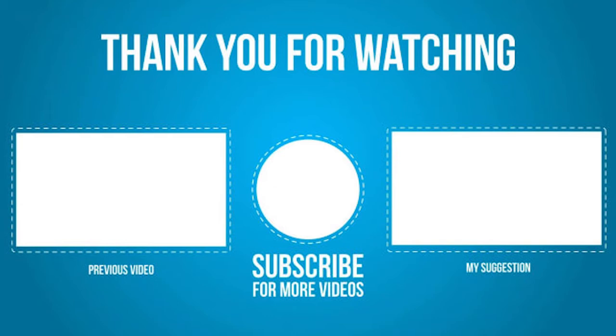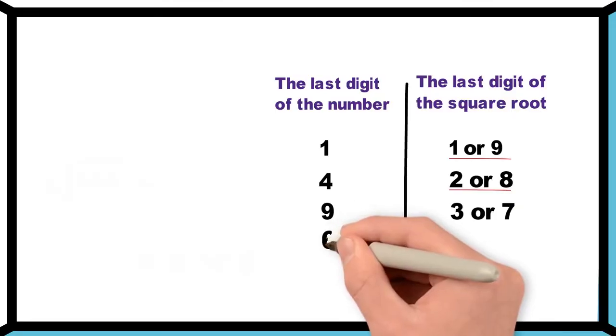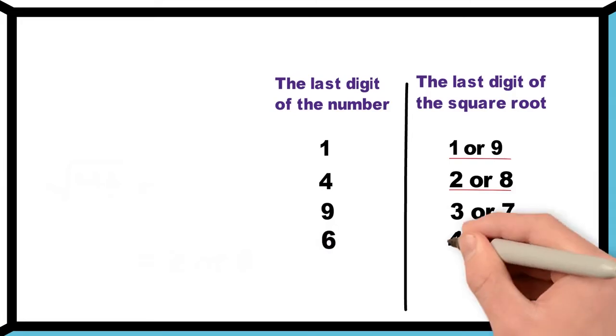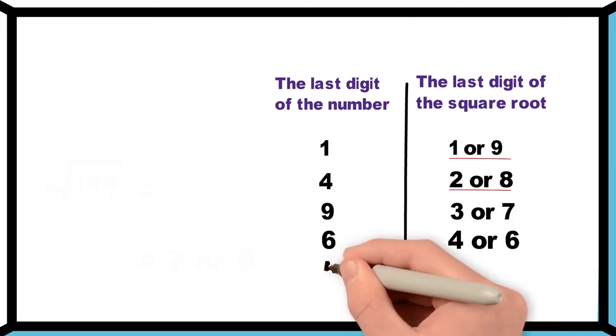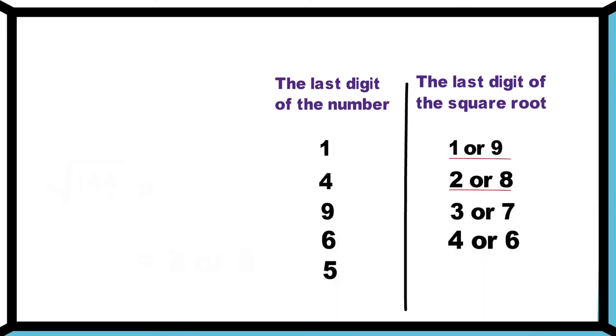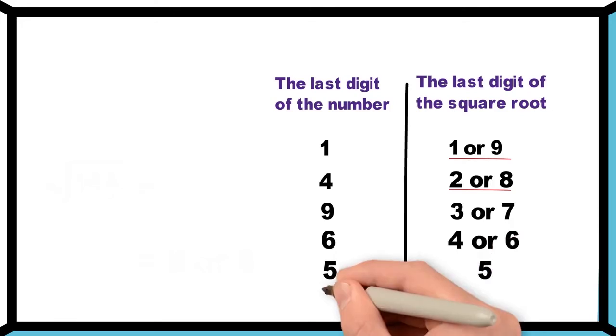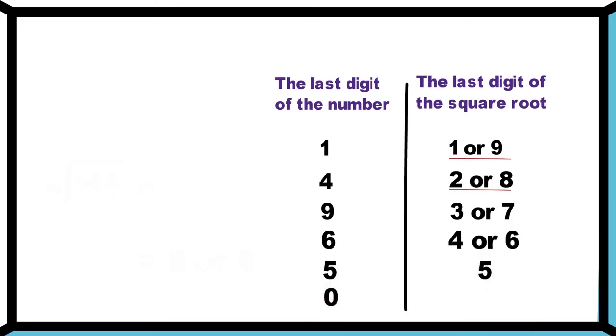Similarly, if the last digit of the number is 9, the last digit of its square root will be 3 or 7. If the last digit of the number is 6, the last digit of its square root will be 4 or 6. Also, if the last digit of the number is 5, the last digit of its square root will also be 5. If the last digit of the number is 0, then the last digit of its square root will be 0. Always keep this in your mind to find the square root of any number.